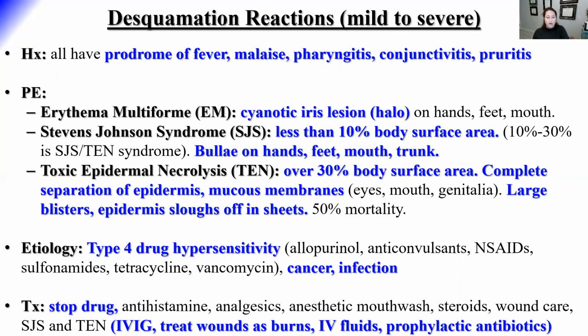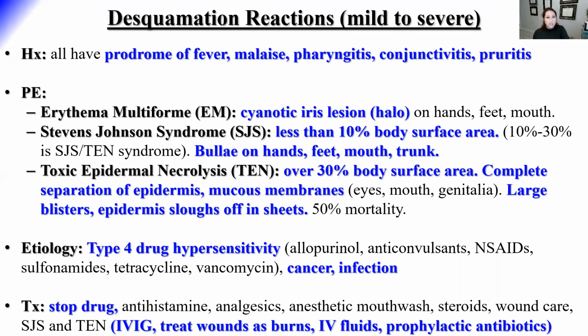We just talked about those drug hypersensitivities, most commonly with allopurinol, anticonvulsants, anti-inflammatory medications, sulfonamides, tetracycline, and vancomycin. This can also present in the presence of cancer, or certain types of infections can cause these. If it's drug-induced, stop that drug.